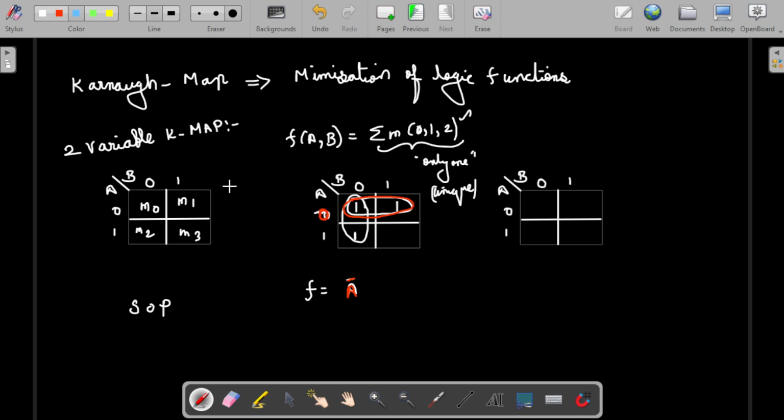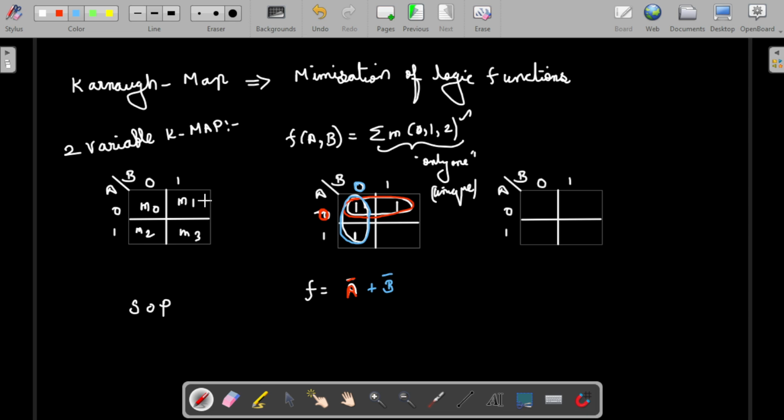The second grouping is this one. If we take this one, A is varying but B is constant. As this is an SOP, we take plus B bar. I hope this is understood for you guys. So this is how we need to group it.